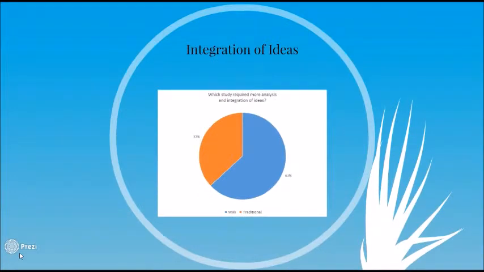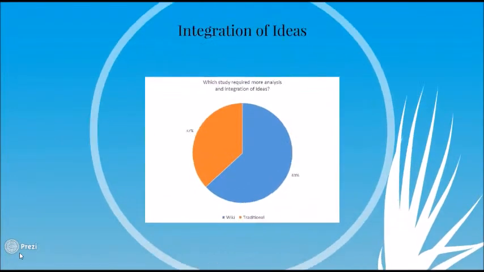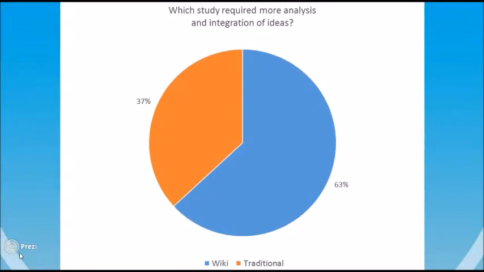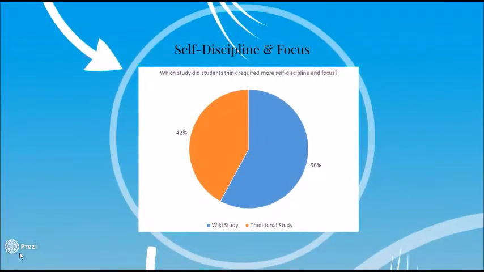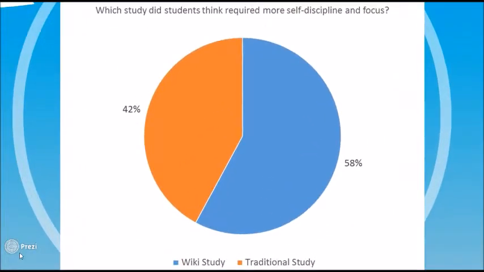Last, I looked at the rigor of the 2 different treatments. In this slide, you can see that 63% found the wiki study required more integration of ideas. Self-discipline and focus are other indicators of rigor. This chart shows that 58% found the wiki study more challenging in these areas.